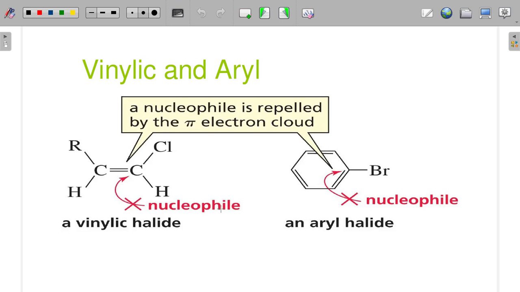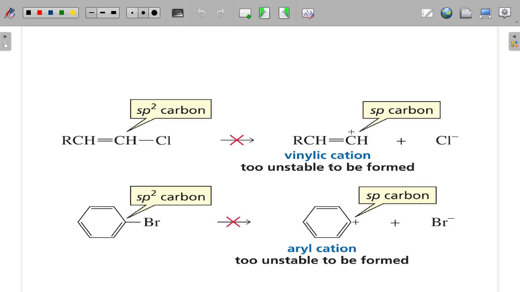All right, don't have to worry about vinylic or aryl. That's where the halogen is directly connected to a carbon that has a pi bond on it. There's too much steric hindrance or too much electronegativity from the cloud to allow the nucleophile to come in there. So those two will not do nucleophilic substitution.